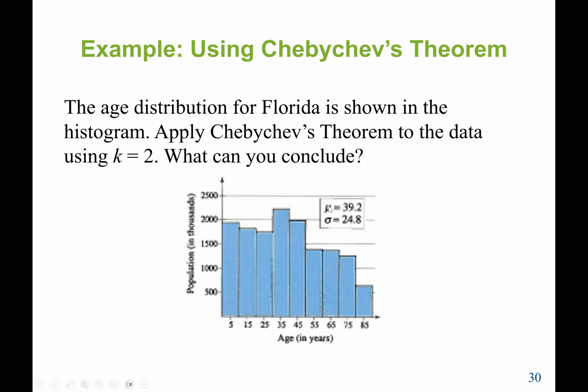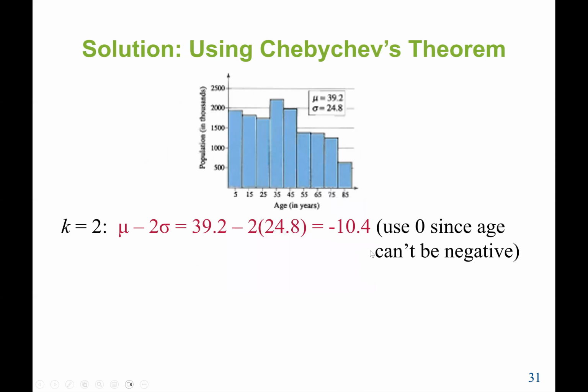The data set mean is 39.2. The standard deviation is given to be 24.8. So the first thing we're going to do, since we know k equals 2, is get the mean minus 2 standard deviations, which is 39.2 minus 2 times 24.8. That gives us negative 10.4. Here we use 0 since age cannot be a negative value. So this is negative 10.4, we use 0.